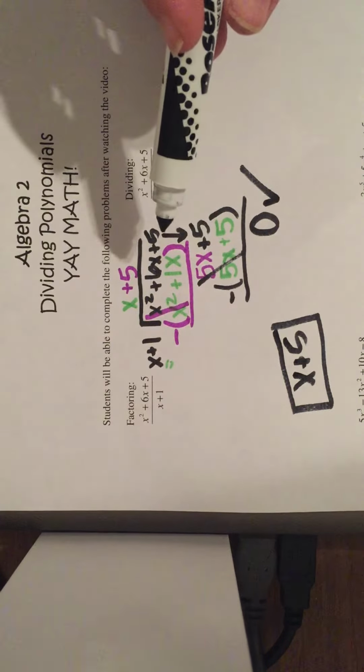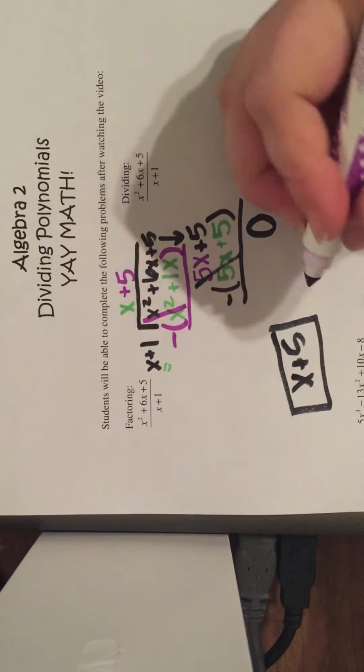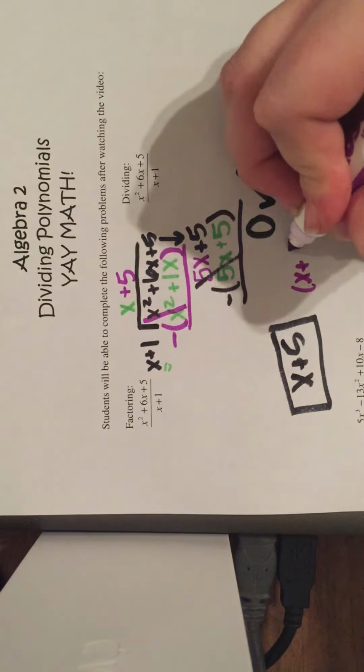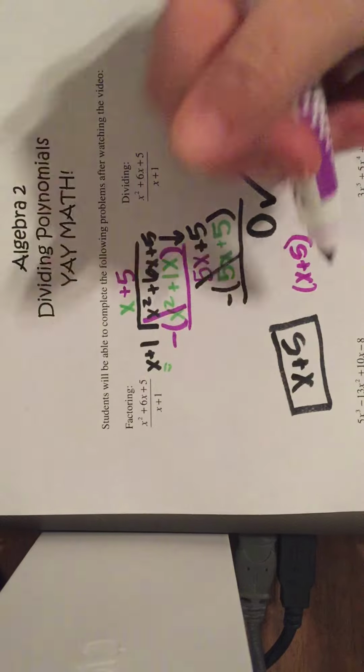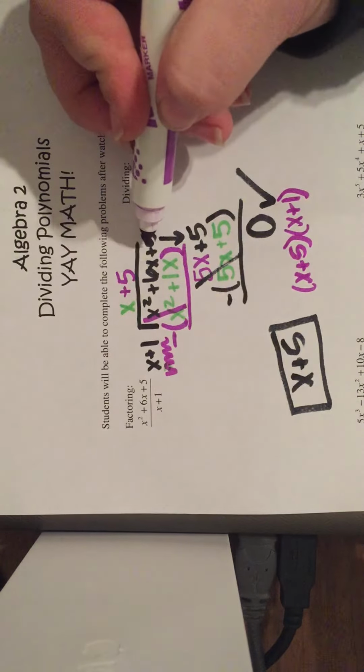Now, there's always a way that you can check your work to make sure that you got the right answer. That way of checking it would be to take that x plus 5 that you got, and multiply that x plus 5 times the number that we had up here, this x plus 1. And if you FOIL that out, or if you do the box method and you end up getting this same exact answer, then you know you got it right. Okay?